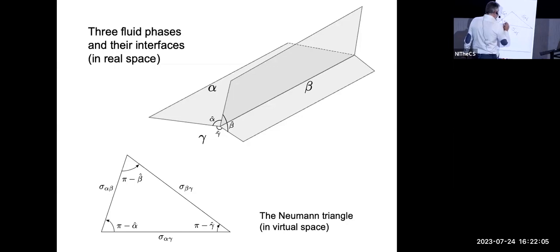And this angle here is pi minus alpha hat. So alpha hat is the dihedral angle between this interface here where alpha meets beta and this interface here where alpha meets gamma. So this is the angle alpha hat. And this angle in the Neumann triangle is pi minus alpha hat. And this is pi minus beta hat. And this is pi minus gamma hat. Okay. So let's get used a little bit to this triangle. And let's start asking some questions now.